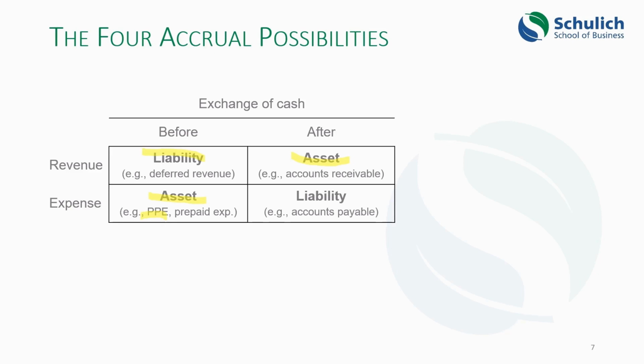And of course, the opposite happens when you exchange cash after the event. Suppose Apple receives a shipment of microchips from Samsung. It has received those goods, but it hasn't paid for them yet. So it owes the value of that exchange to the supplier and therefore has a liability towards them. And this is what we refer to as accounts payable. So these are the four possibilities for accrual accounting. They have to do with whether you exchange cash before or after the economic event.